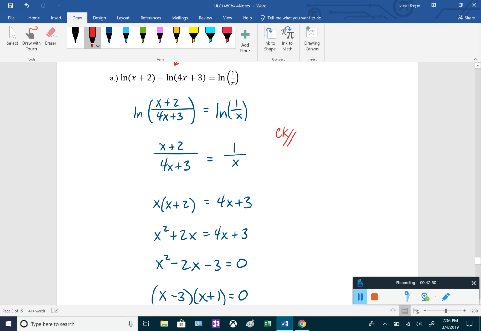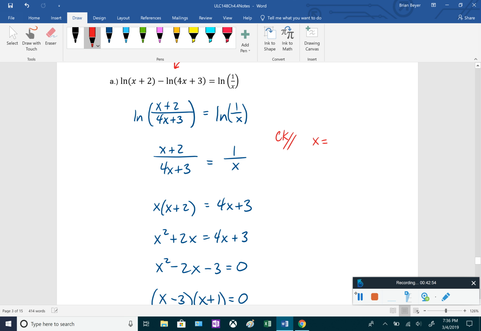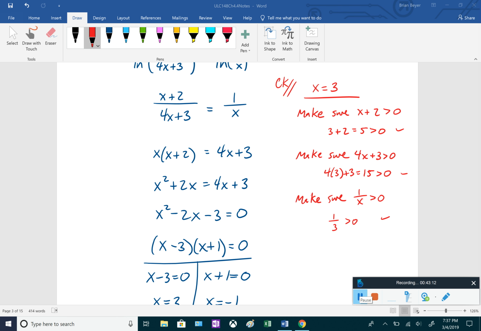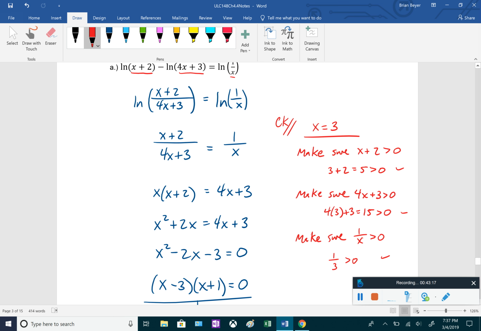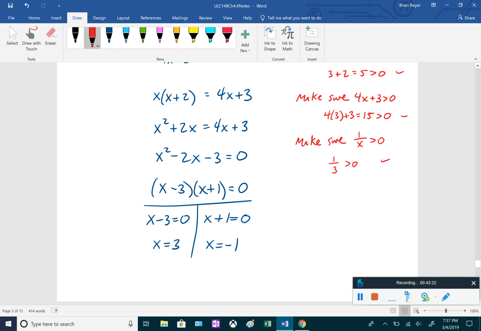So checking it, let's check x equals 3. We have to make sure x plus 2 is positive, 4x plus 3 is positive, and 1 over x is positive. So I'm going to skip making you look at all this because you can probably see that all of these are going to be positive, so I'll pause it and just write it. Okay, so I just plugged the 3 into all of those inputs, and I show that all of those are positive. So now let's plug in x equals negative 1.